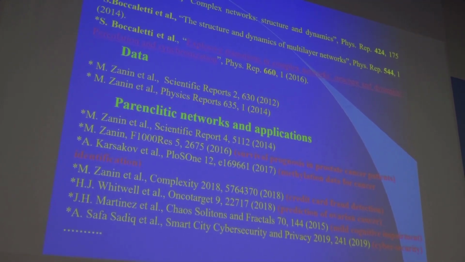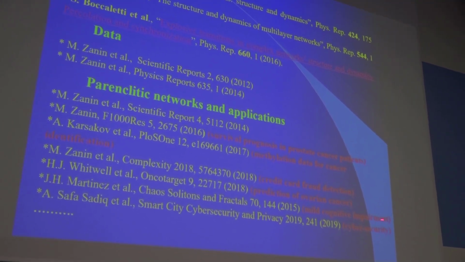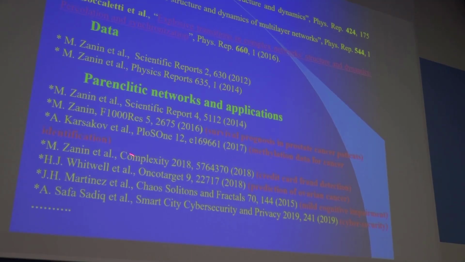So this is a series of other applications of the method which was done by other people. They applied it for cancer, basically cancer identification, credit card fraud detection, prediction of ovarian cancer, mild cognitive impairment, and recently to cybersecurity. So this is a method of using network representation of data which is useful, and certainly it can be seen as an extra method you can use in data analysis.